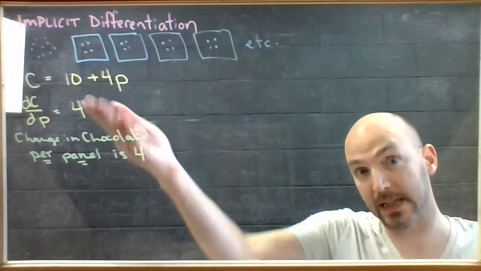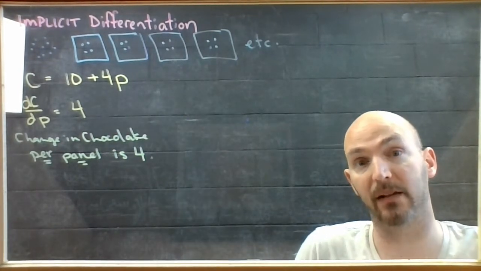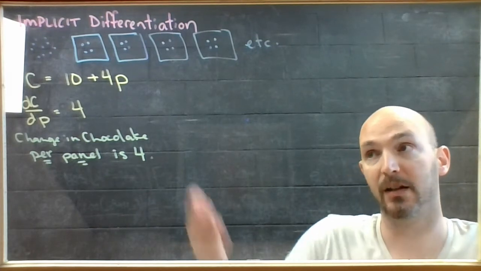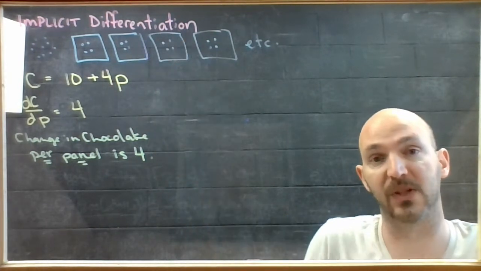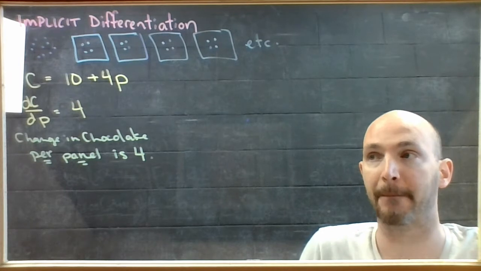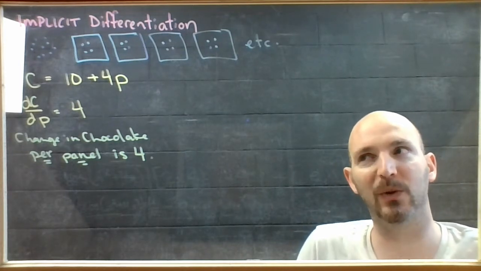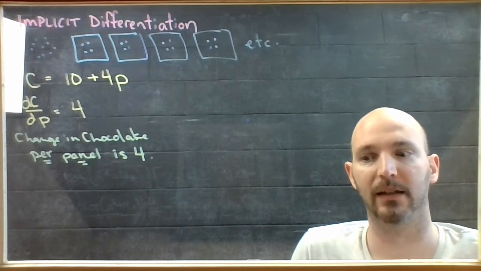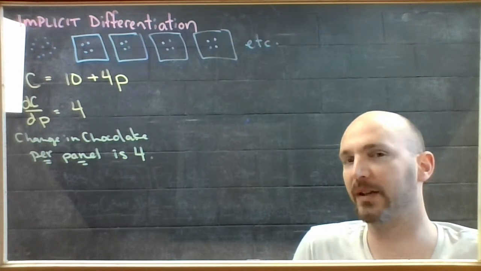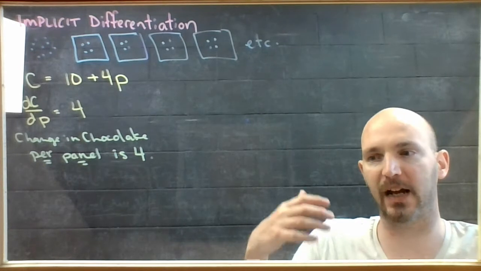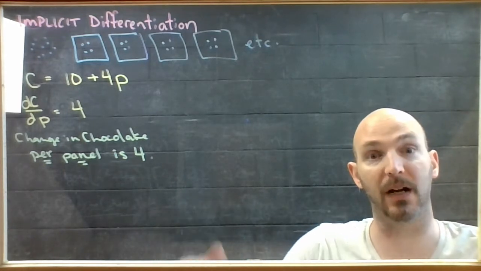Well, and you can see that, right? Each panel has increased your chocolate by 4. Every time you step on one, you get 4 more eggs. But that is not the point of an Easter egg hunt, right? You don't lay them out on the sidewalk and then just enjoy the fact that they're on the sidewalk. You have to actually move and you have to pick them up.